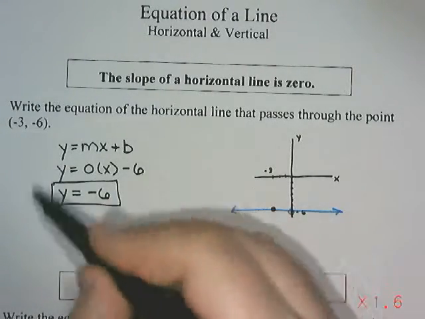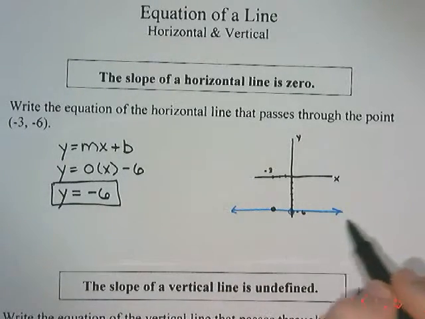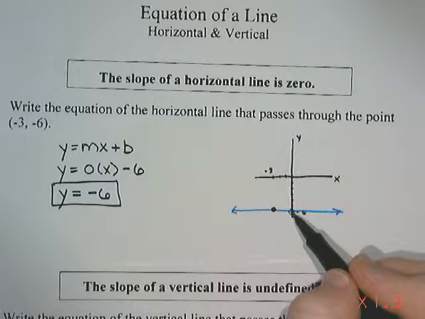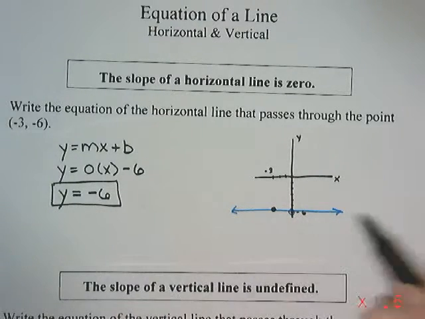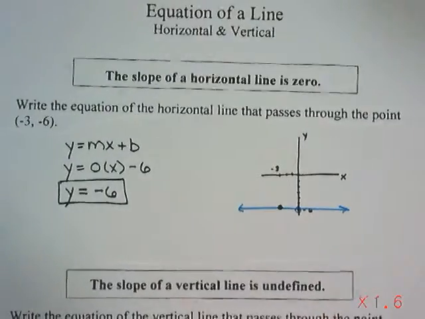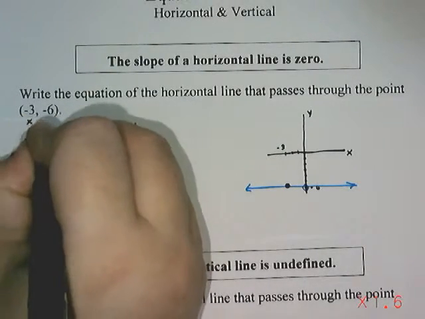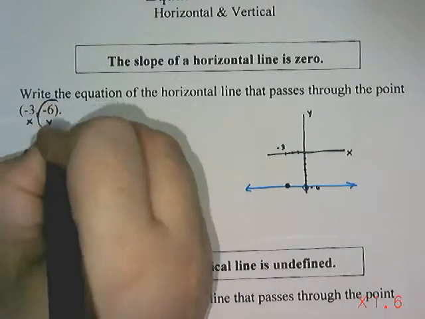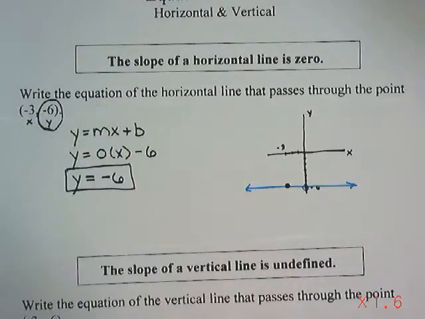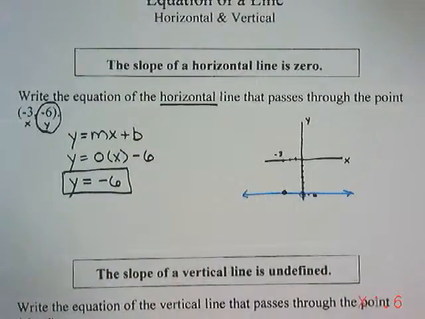So there's a shortcut for doing this. Instead of writing out the equation and calculating it this way, you can just remember that a horizontal line crosses through the y-axis. So it's just going to be y equals, because it crosses through the y-axis, and then the number where it crosses. So if I took a look at the point -3, -6, this is the x part, this is the y part. So it's just going to be y = -6. But that only works if it's a horizontal line.